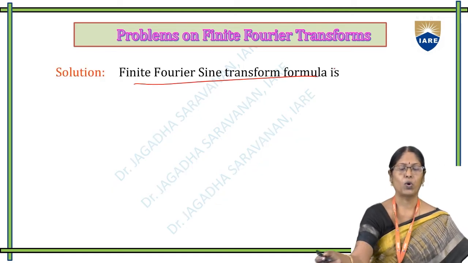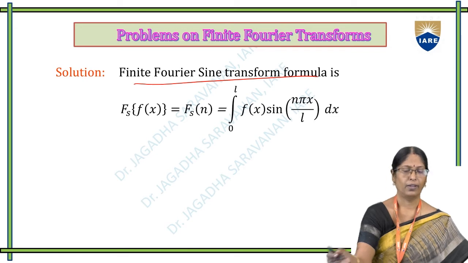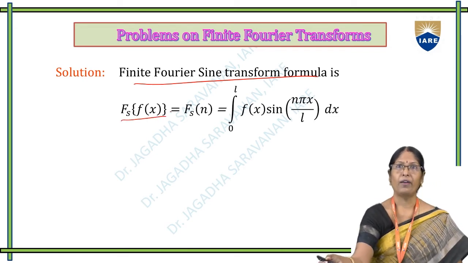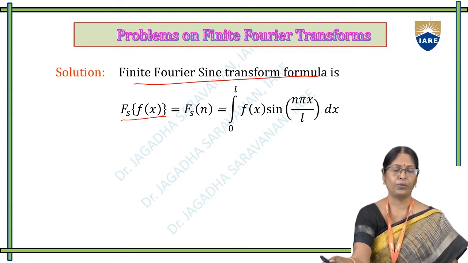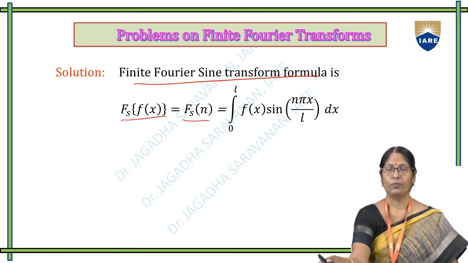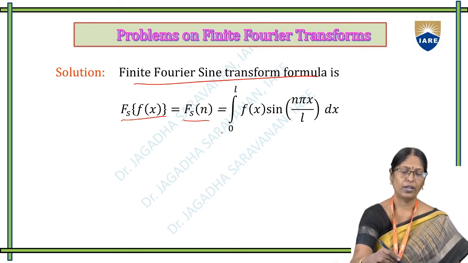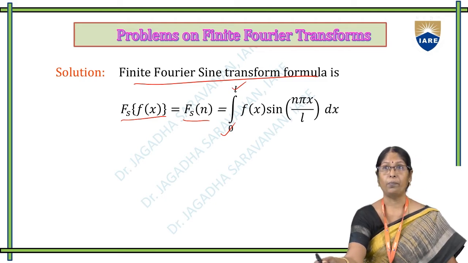So first we will concentrate on the finite Fourier sine transform. The formula is: capital Fs of the function f of x, in other notation capital S of n, is equal to the integral from 0 to L of f of x sine of n pi x by L dx. Let us cross-check that we have written the formula correctly.